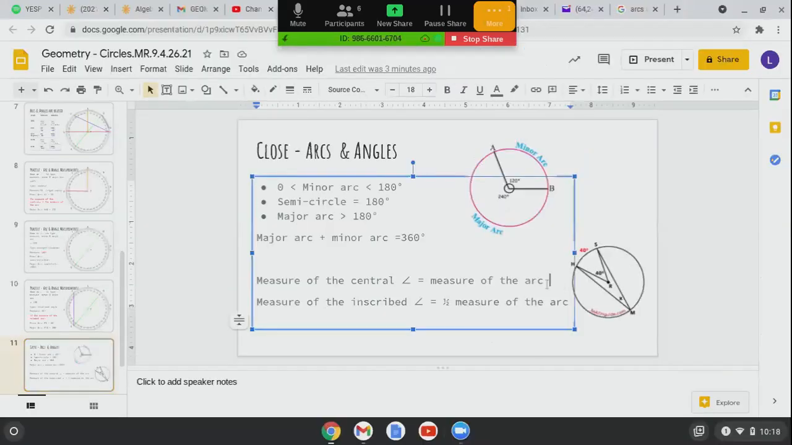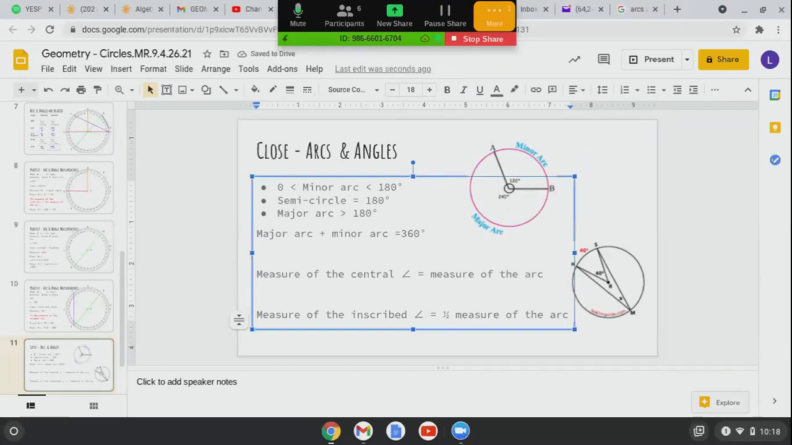Okay, let me add to this. I'm just trying to line up the equal signs because that drives me nuts.